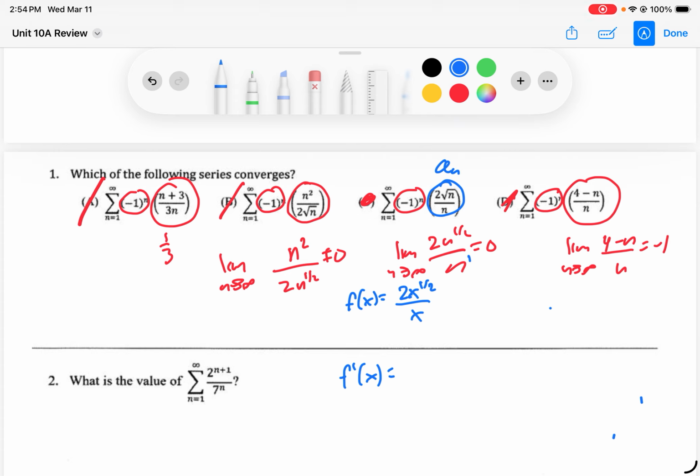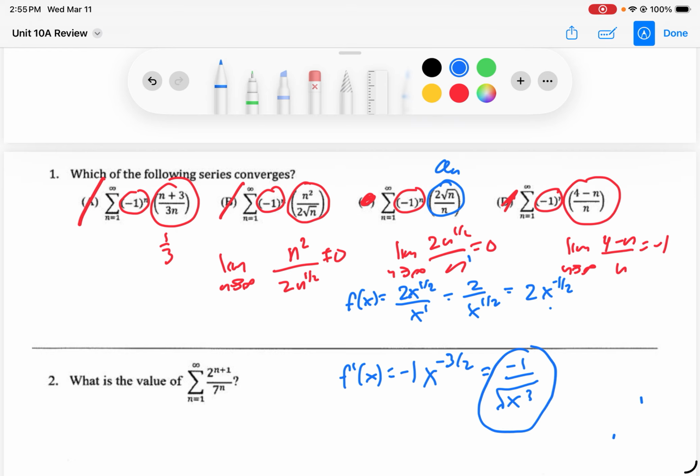So I'm going to take the derivative of this. Actually, I'm going to say this is equal to 2 over x to the 1/2, cleaning that up a little bit, just subtract the exponents. Then this would be equal to 2x to the -1/2. The derivative of that would be -1/2 times 2, which is -1. Subtract 1 from the exponent, it's a little power rule. This would be -1 over x times the square root of x cubed. So this will always be negative, which means it is non-increasing. So the answer is C.